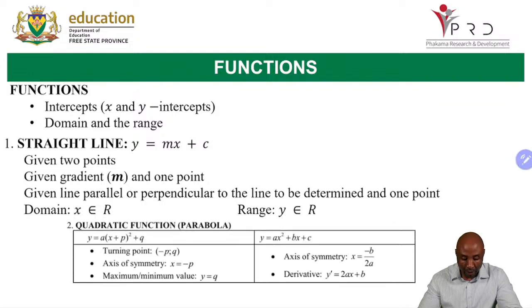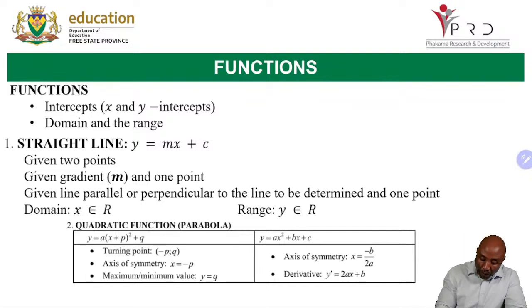And then we have our quadratic function known as the parabola. Two forms. We have y is equal to a(x plus p) squared plus q, where the coordinates of the turning point, we deduce them as -p and q. We get it from the equation. The axis of symmetry is given by x is equal to -p. Our maximum or minimum value occurs at y is equal to q, which is our y value at the turning point. If our a is positive, we know that we'll have our minimum value. If our a is negative, we know that we'll have y as a maximum value.